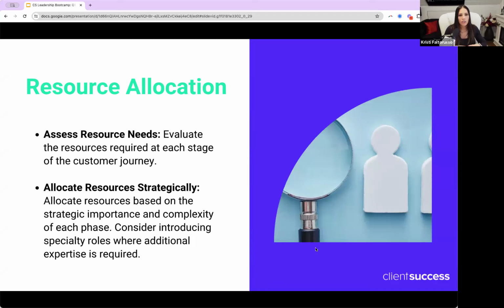And so I'm not just harping on this resource allocation slide just to hear myself speak. I really do want to stress the fact that it is more than just assessing resources. It is really important to have those conversations.